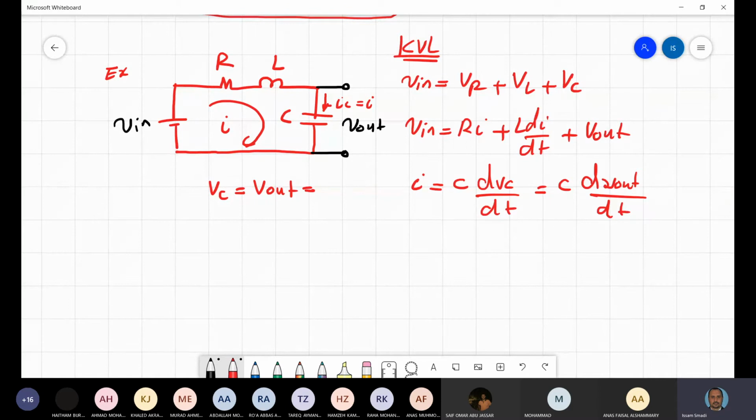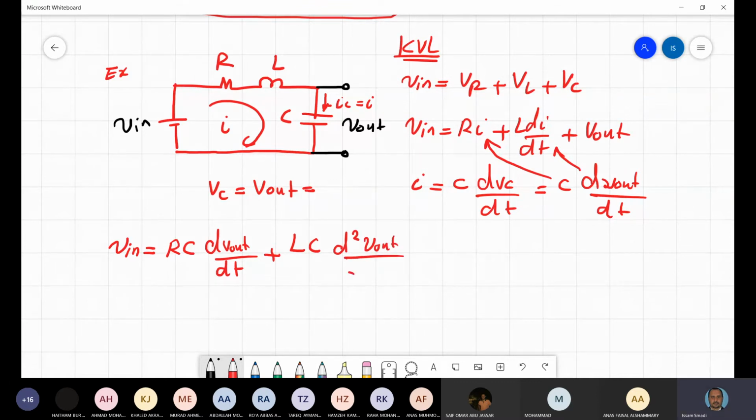Now I will substitute this one in the current here and the current here. So what I will get, Vn is equal to RC dV out by dt plus LC d square V out by dt square, the second derivative, plus V out.